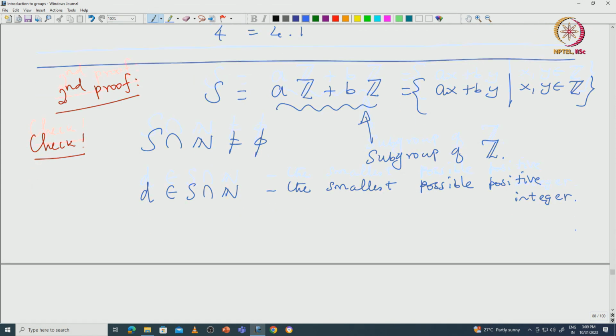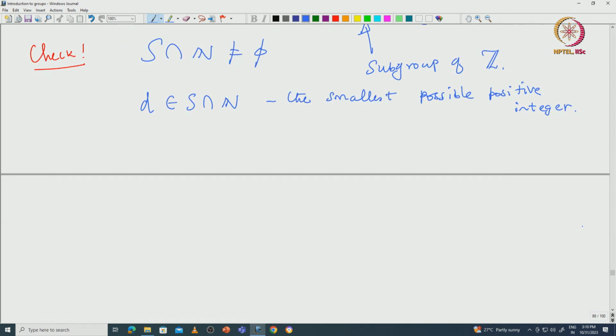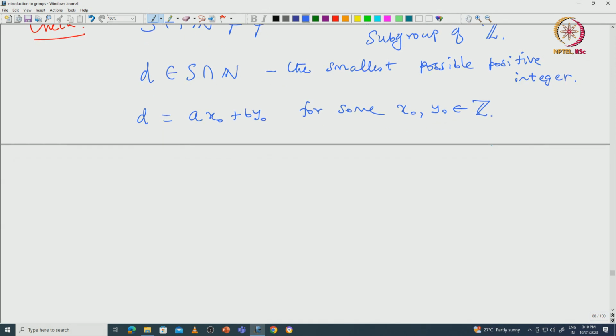Okay, such a D exists because S intersection N is a subset of N, which is well ordered. So now by definition D can be written as A x naught plus B y naught for some x naught, y naught inside the integers. Okay. So now we need to prove that this D is indeed the GCD.